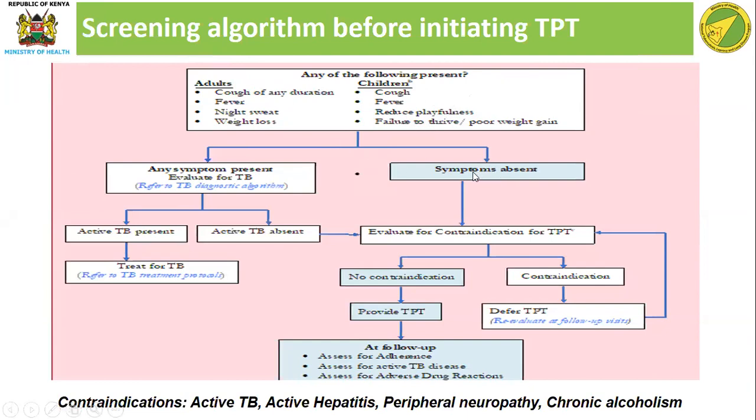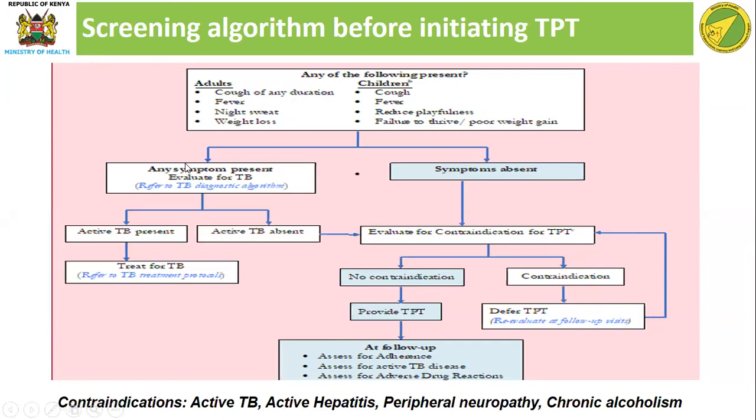For the ones where symptoms are absent, before going to initiation of TPT, you have to evaluate for contraindications. The contraindications have been listed below here. We don't want to offer TPT to somebody that has active hepatitis, chronic alcoholism, and the likes, or active TB. So we need to evaluate for any contraindications. The ones that do not have any contraindications are the ones we provide TPT. For the ones that have a contraindication, whatever it is, you defer TPT, but you manage it if it can be managed. Let them come back to you when they do not have any contraindications, then they can get TPT.